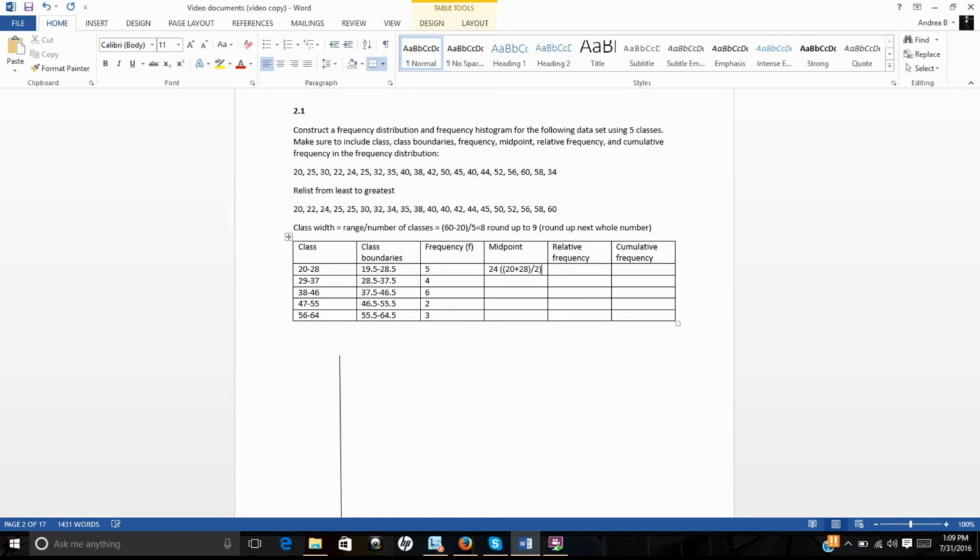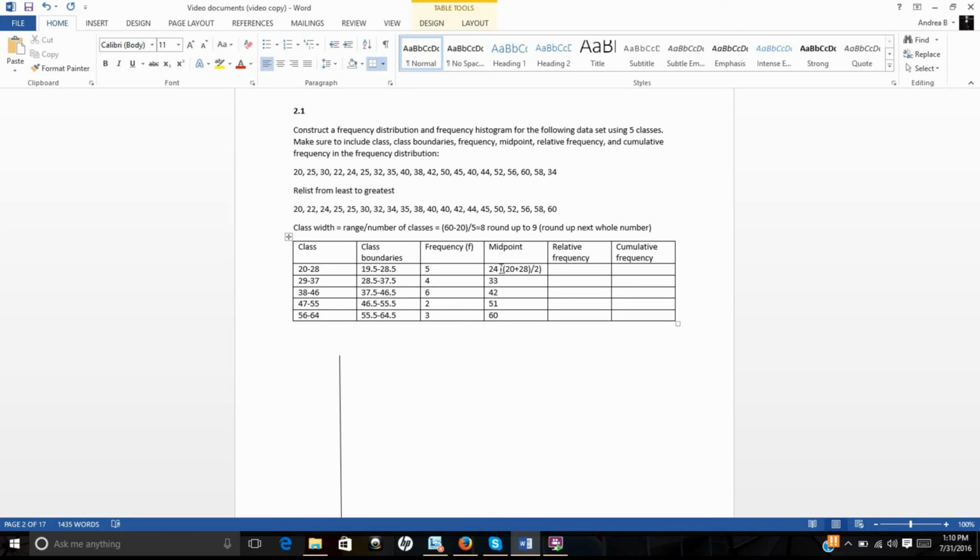Or the quicker way there, once you have that first midpoint, you can add your class width to get to all your other midpoints. So as long as you got your classes set up right, to find your midpoints, you can just add your class width of 9 to get to each of those other midpoints. And make the calculation a little bit quicker there. So I'd have 33, 42, 51, and 60 for the midpoints there.